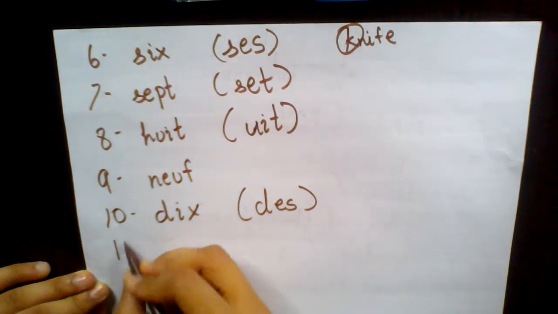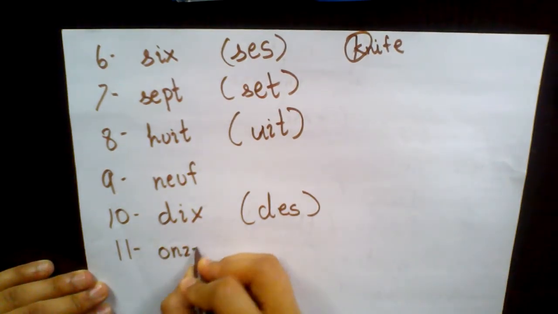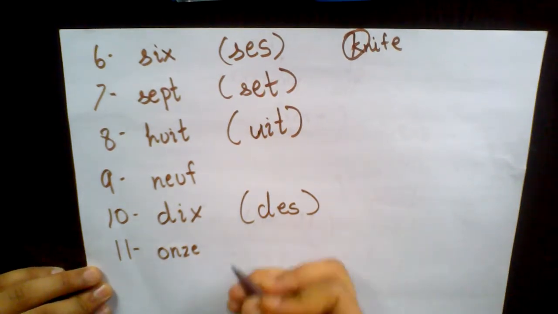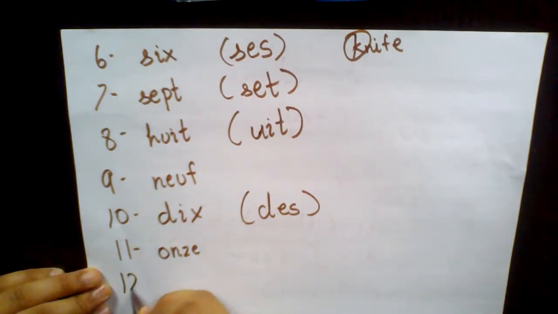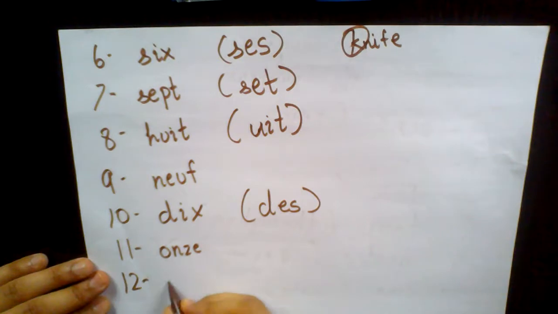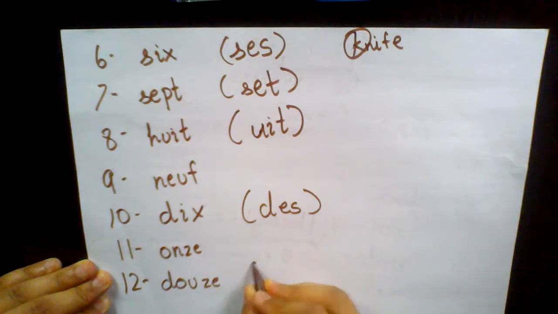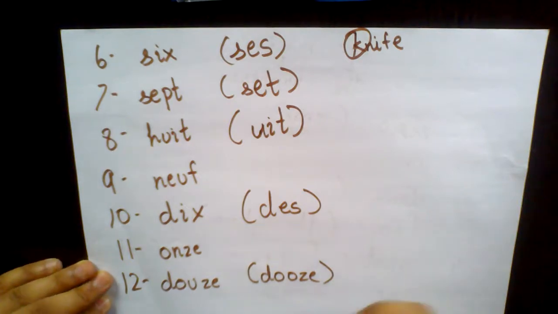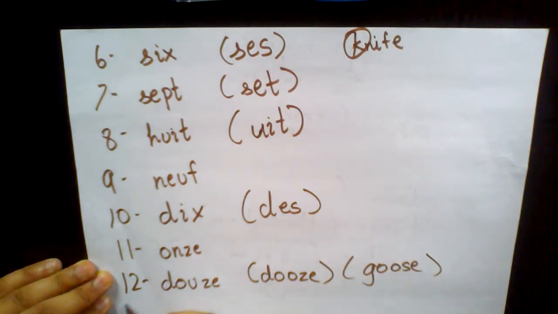Number 11, you have onze. The equivalent is as it is, onze. You do not give much importance to the last letter. Number 12, pronounced differently, you have DOUZE, pronounced as dooz. Maybe you can compare it with goose, so it becomes dooz.